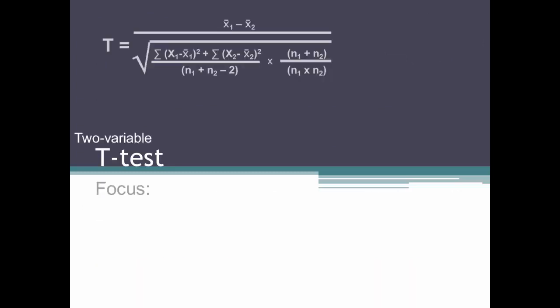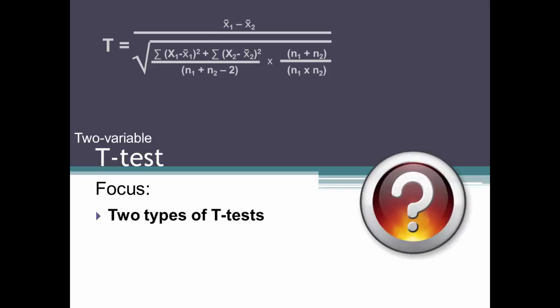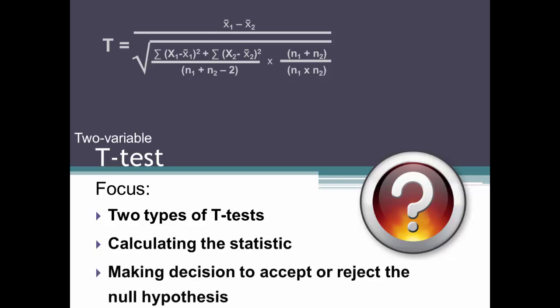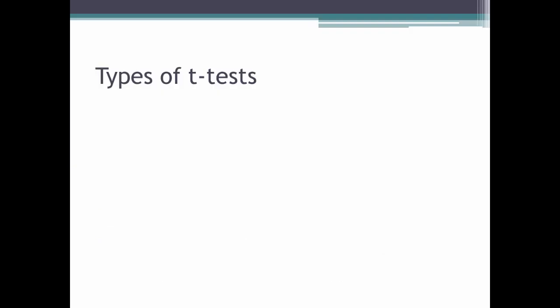For this video, we will look at the two types of t-tests, independent samples and dependent samples, how to calculate a t-test, and making the decision to accept or reject the null hypothesis. There are two types of t-tests, and they differ based upon how you collect and record your data. The first is independent samples t-test.